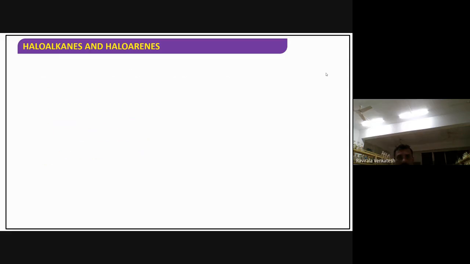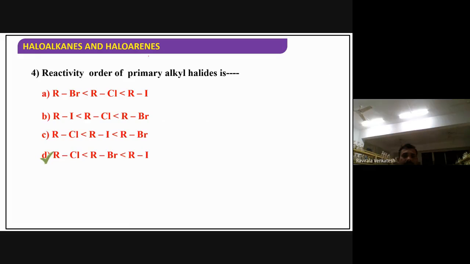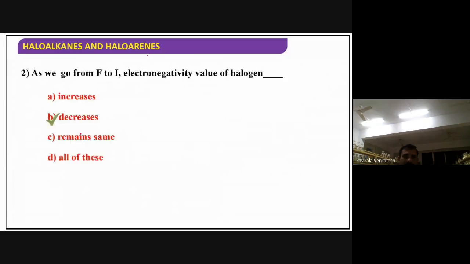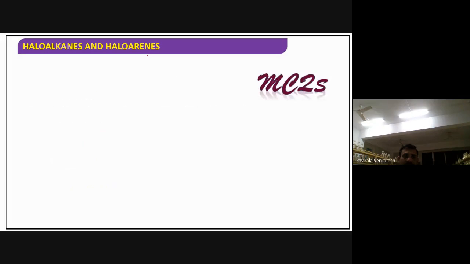I'll take a white paper and discuss it there. What is the reason? So when you compare dipole moment, definition, anybody? Dipole moment is directly proportional to charge, and it is also directly proportional to distance, the bond length. Now tell me the bond length order.